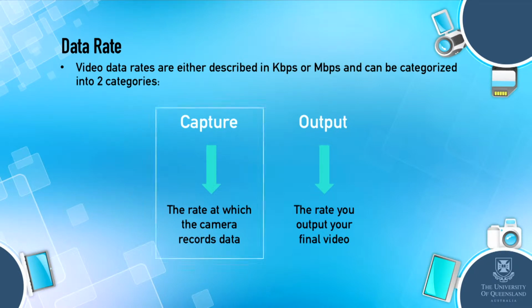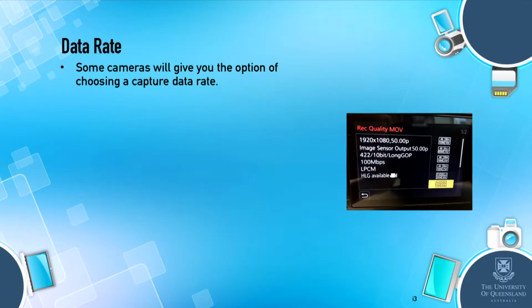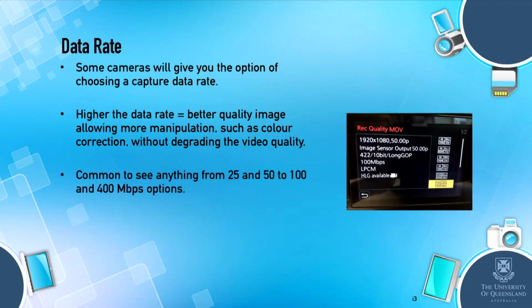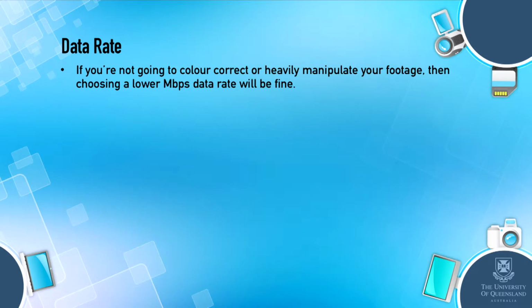First, let's focus on capture data rates. Some cameras will give you the option of choosing a capture data rate. Generally speaking, the higher the data rate, the better quality video you will capture, which will allow you to manipulate the footage, such as color correction, without degrading the video image as much as a lower quality video would. Values vary across different cameras, but it's common to see anything from 25 and 50 to 100 and 400 megabits per second options. If you're not going to color correct or heavily manipulate your footage, then choosing a lower megabits per second data rate will be fine.